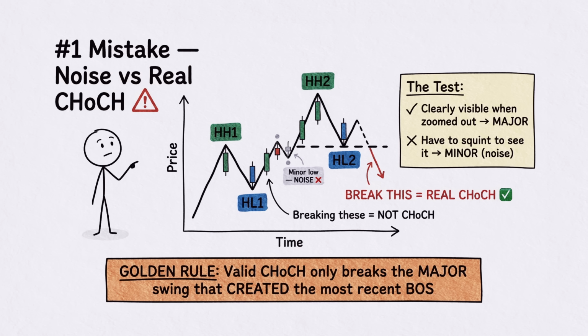Say the market makes higher high 1, then higher low 1, then higher high 2, then higher low 2. If price breaks a minor low inside the push-up to higher high 2, that's noise. Internal structure. Ignore it. But if price breaks higher low 2, the one that created higher high 2, that's a real CHoCH. Jumping into a reversal trade on a minor break is not trading smart. It's turning yourself into liquidity for smart money.